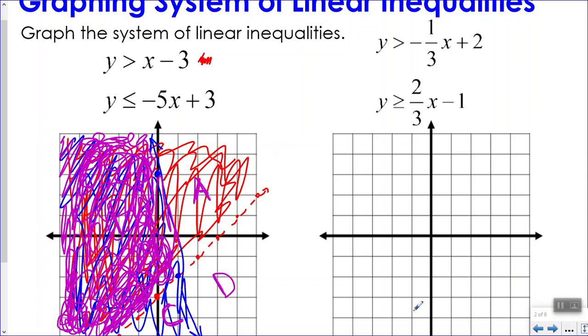Go ahead, pause the video, see if you can find the solution set to the second system here.